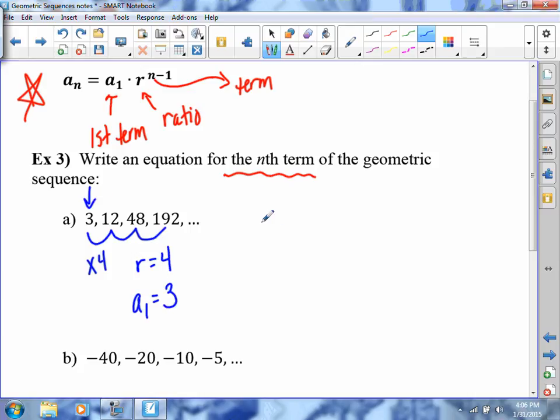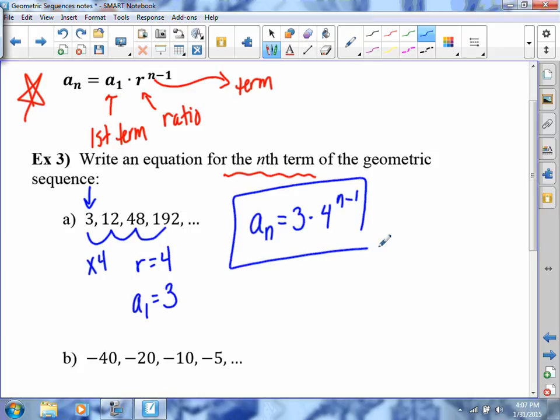So then I'm going to put that together in this generic equation up here. So I'm going to leave the a sub n just as an n. My first term is 3, and my ratio is 4. And then I'll have the n minus 1. There's my equation. So now if you told me to find the 50th term, I would put 50 in for n, and then I would simplify that expression. My n was a little sloppy there. Let me fix that.